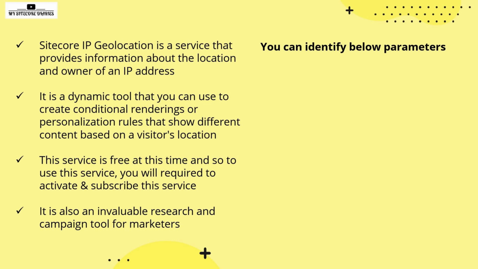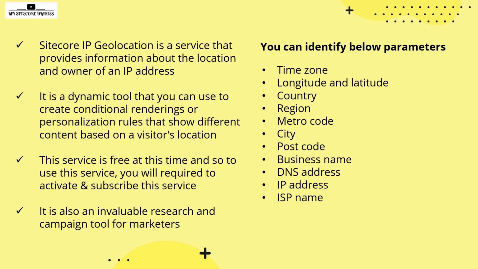So what can we identify by using the GeoIP service? First is the time zone. You can identify which time zone the user is in, what the longitude and latitude are, which country, what region, metro code, city, postcode, business name, DNS address, IP address, and the ISP name. These are the few parameters identified by the GeoIP location. Basically, this gets inserted into your xDB once you integrate it with GeoIP.